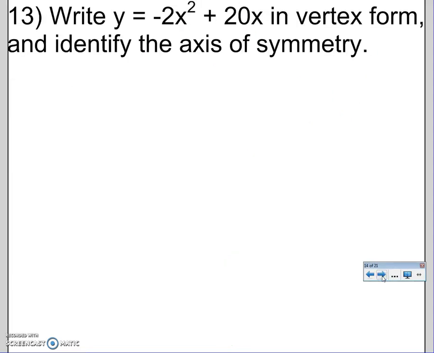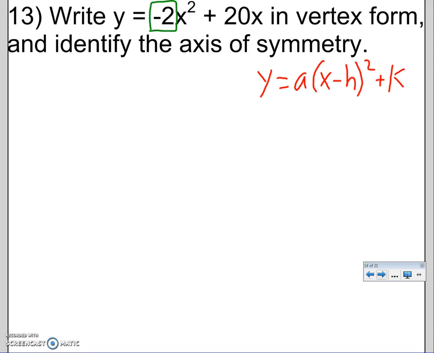13, write that in vertex form and find the axis of symmetry. Alright, well, vertex form. Let's see, y equals a, parentheses x minus h, squared plus k. We need the vertex and we need a. We have a so far. A is -2, but I gotta find the vertex.